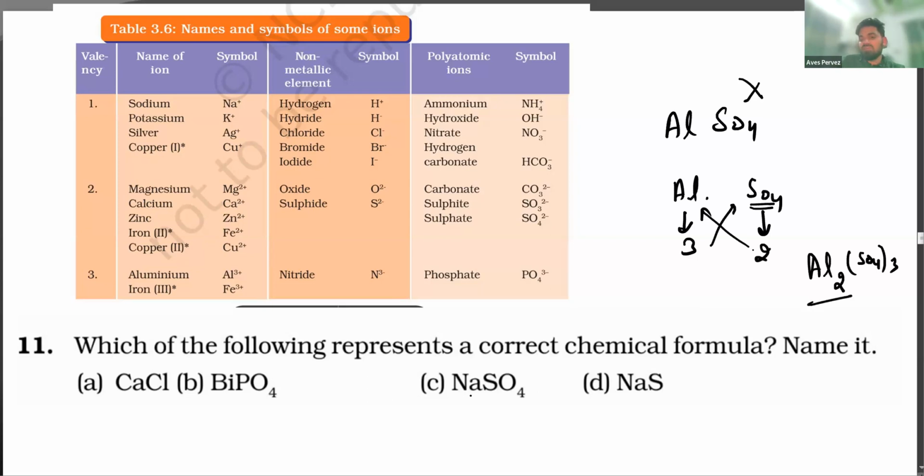Out of these four, only one is correct, the others are incorrect. So find out the incorrect ones and write their correct formula. You have to find the incorrect as well as the correct one. There is only one correct option, the three are incorrect, and you need to tell the incorrect ones and their correct formulas also.